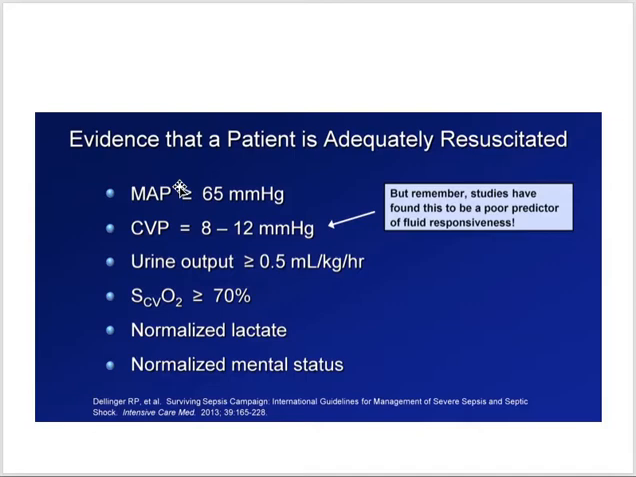Like the mental status is fine, so of course the brain is getting the required nutrition or oxygen, right? Urine output more than 0.5 milliliter per kilogram per hour means the kidneys are getting enough perfusion and are working fine. Mean arterial pressure more than 65 millimeter of mercury means that there is enough blood inside the intravascular space.